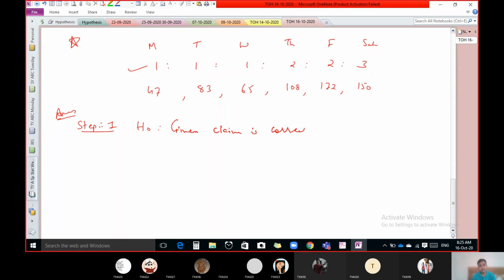You can write like this, or you can write the ratio regarding book issues is 1 is to 1 is to 1 is to 2 is to 2 is to 3 on weekdays of a week.